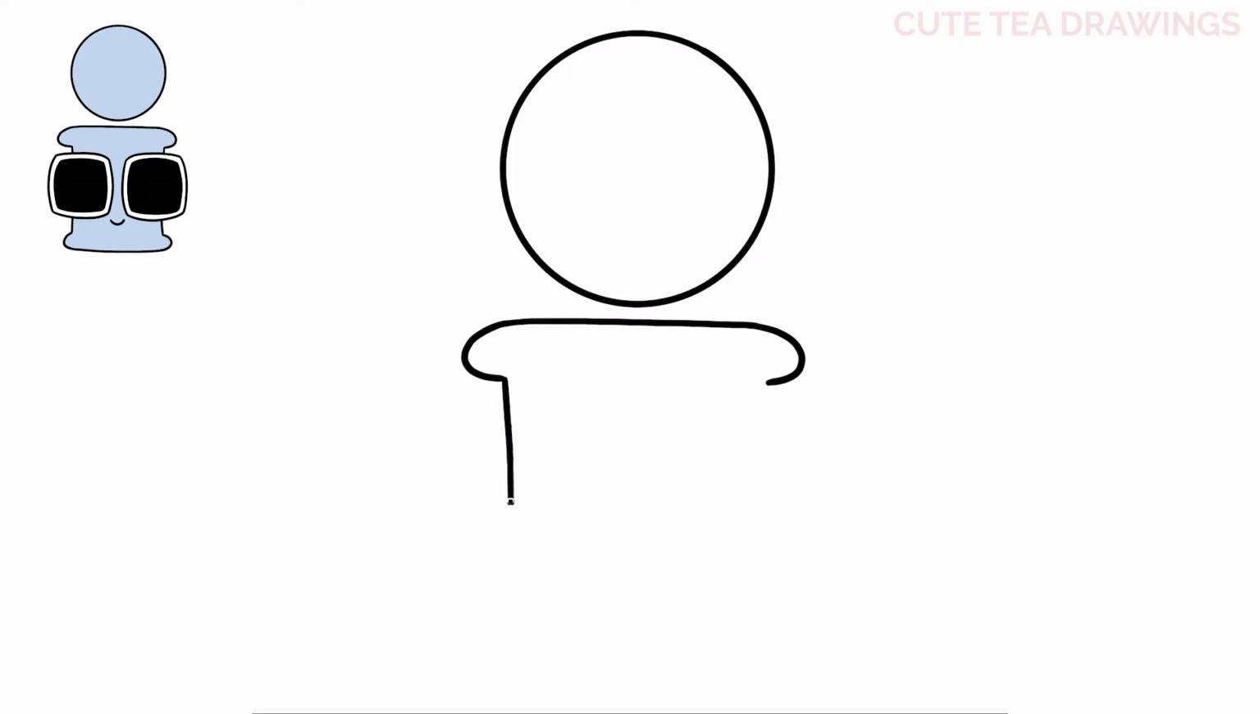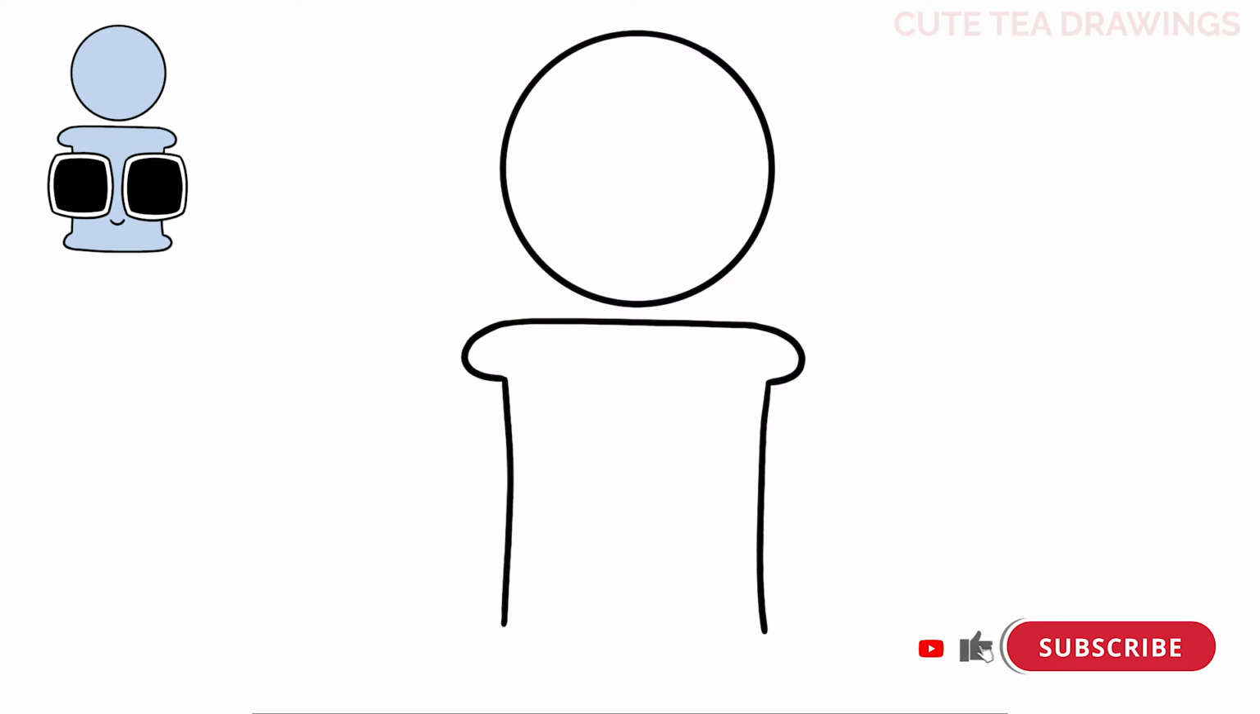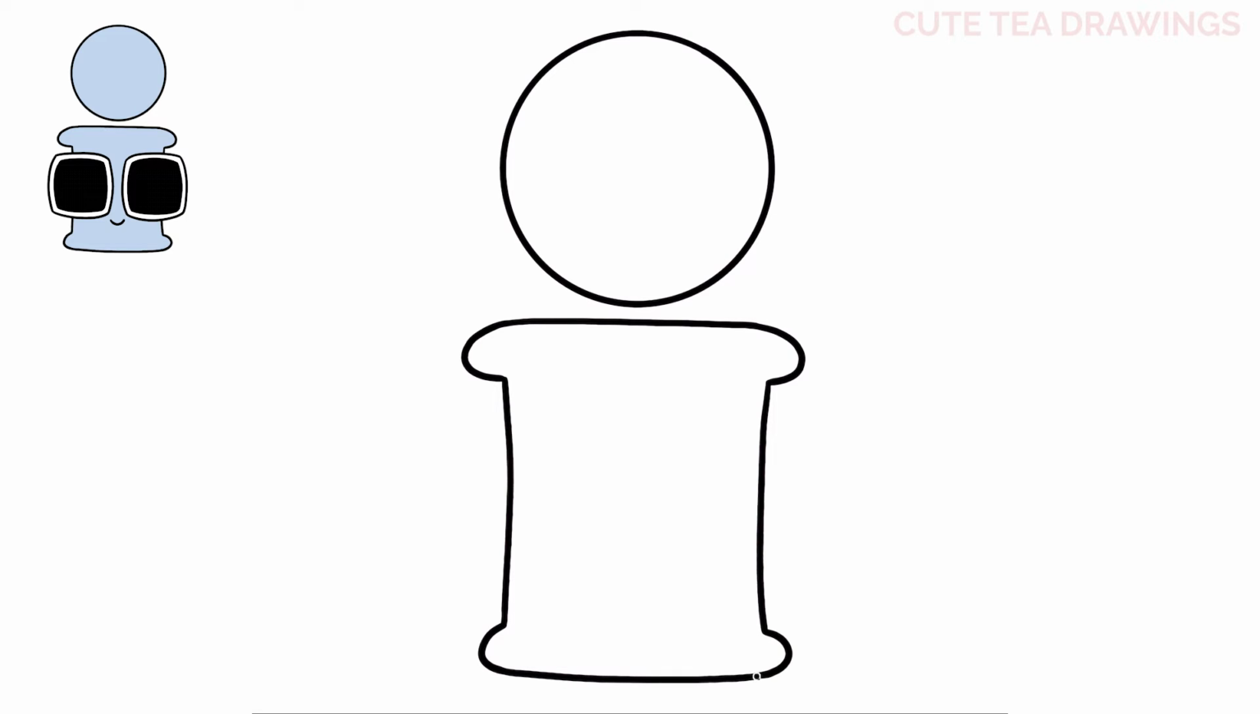Now let's draw 2 vertical lines down. A curve out and back in on both sides. And then a line across the bottom to close it off. And that's it for the shape of the letter I.